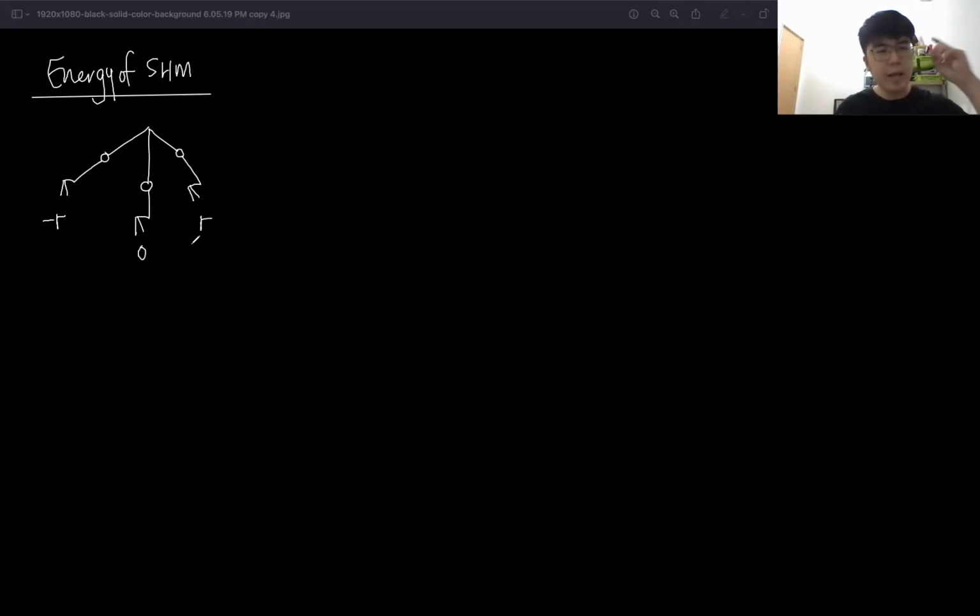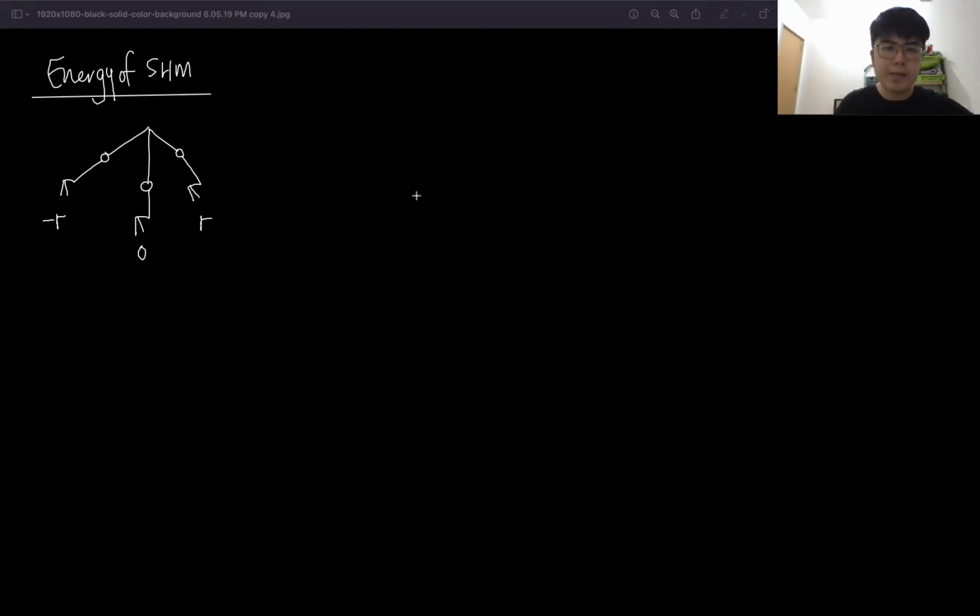Suppose we take the same example, the swing. We have three positions: the negative displacement, negative R, the maximum amplitude; zero amplitude; and positive amplitude. We first look at the energy graph.